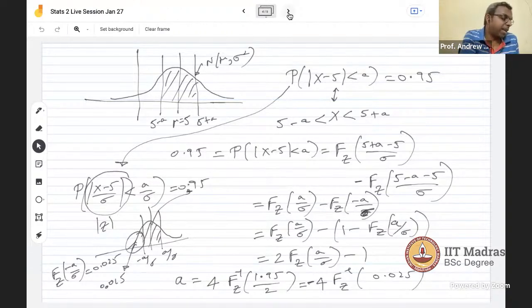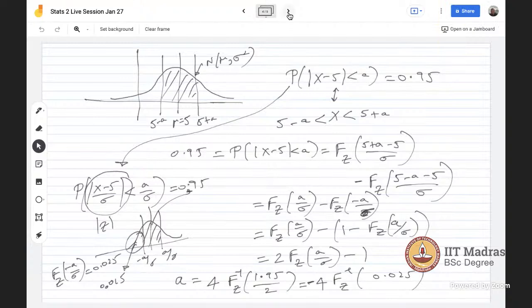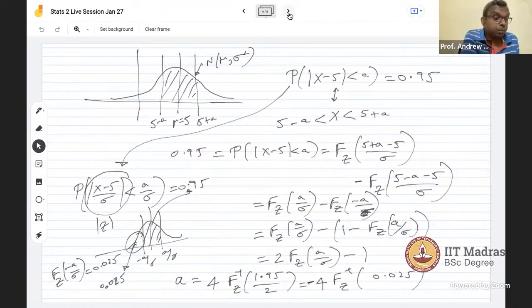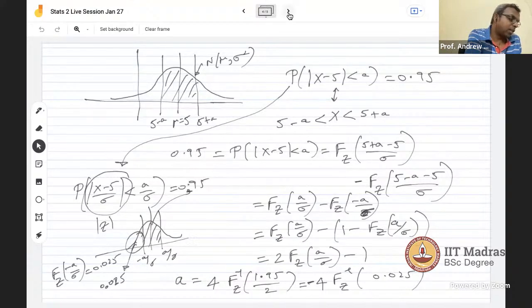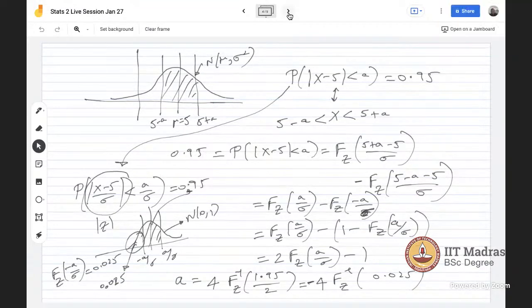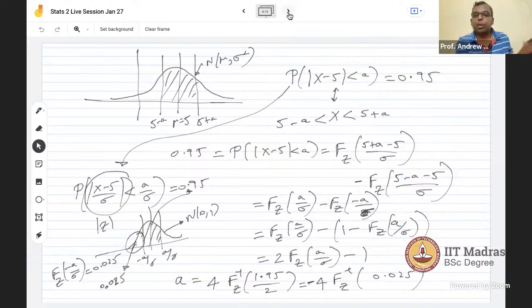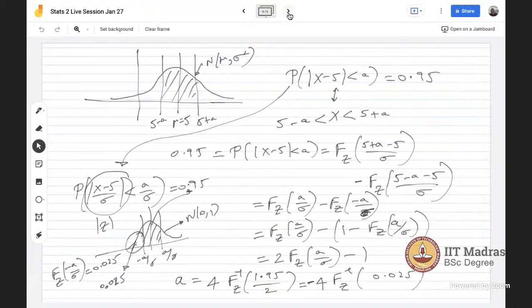Somebody wanted the graph part explained again, the left bottom part of the graph. So this is a standard normal, normal 0, 1. Keep that in mind. Between minus a by sigma and a by sigma I have a probability of 0.95. What will be the probability outside of that? 0.05, on both tails together. What will be the probability on each tail? 0.025. And Fz of minus a by sigma is actually the probability on the left tail, that's 0.025. That's the equation that I wrote down. Do you see that?